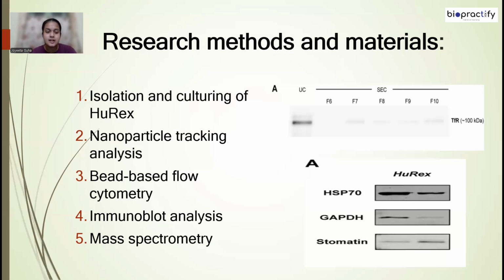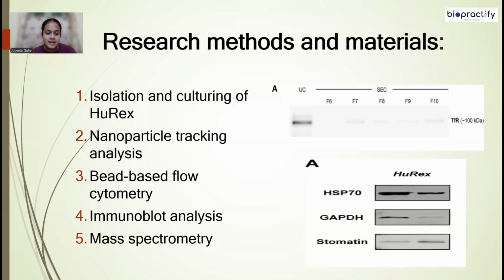Nanoparticle tracking analysis. This method is used to determine the concentration and size of the exosomes. And bead-based flow cytometry. This is a very crucial process which is being used. Through this process, the scientists have identified a very special protein which is present in the exosomes. Later on we will come to the name of it. For now, that protein is a very crucial biomarker. So through this bead-based flow cytometry, they have identified that.